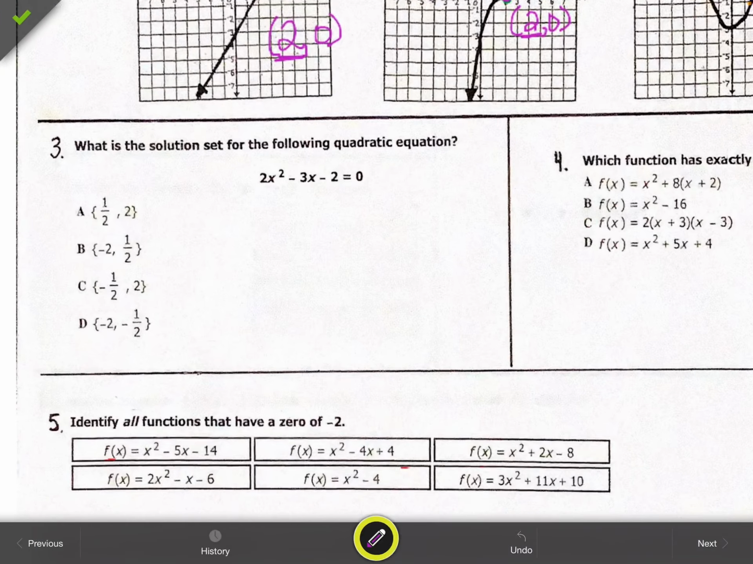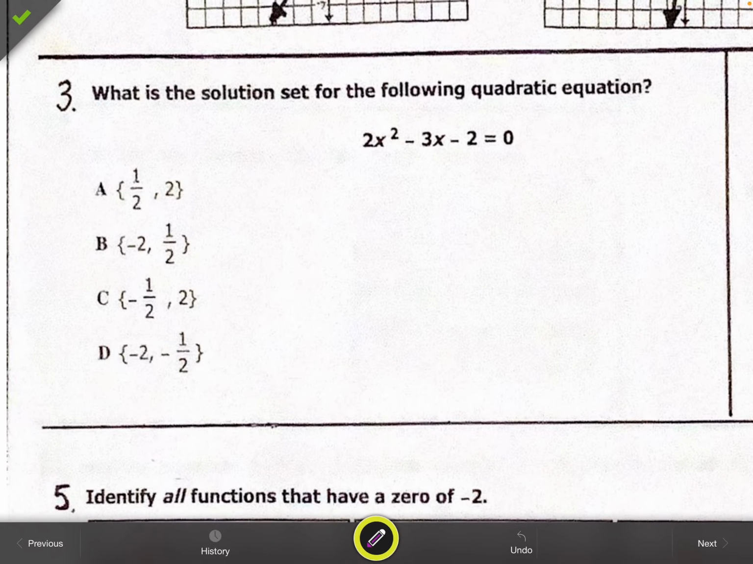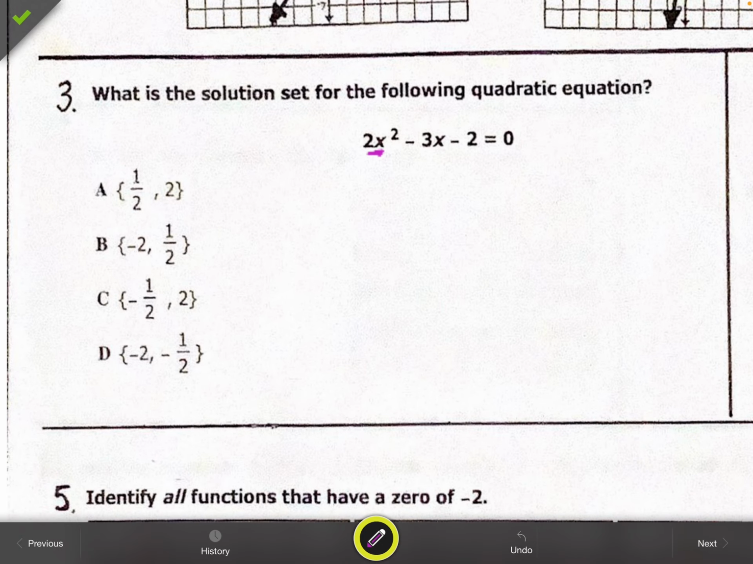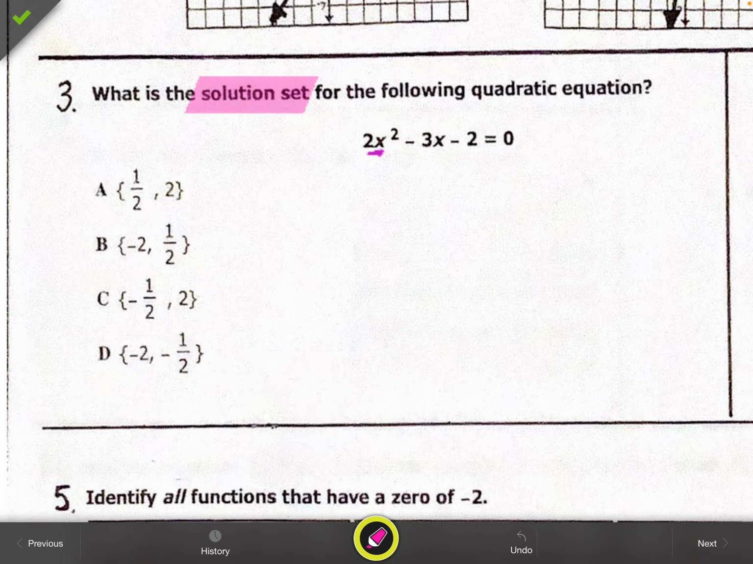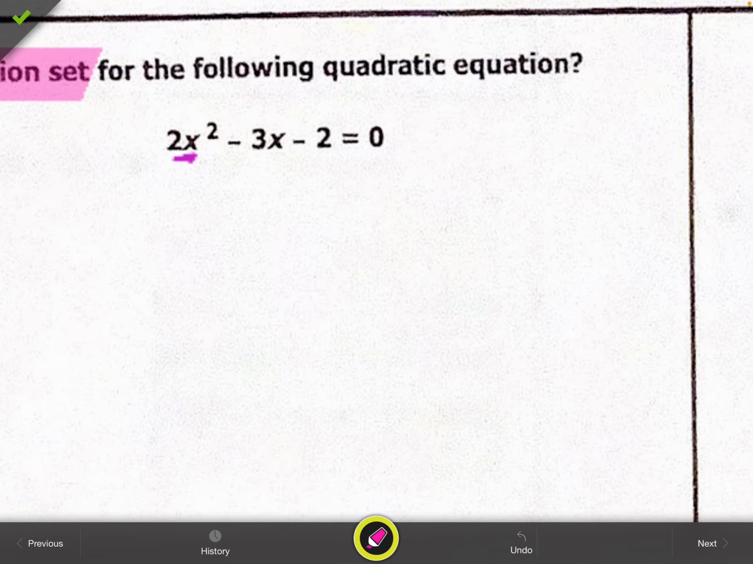All right, let's look at number 3. What is the solution set for the following quadratic equation? They're telling you it's quadratic, but you should have known that just by looking at it because you see the x squared. But again, start focusing in on keywords: solution set. Once again, that means x-intercepts. Now, you could do this by factoring, which I'm going to help you set up just so you can see it happening. We're going to do it by graphing. You also could use the quadratic formula, but we'll show you that later.